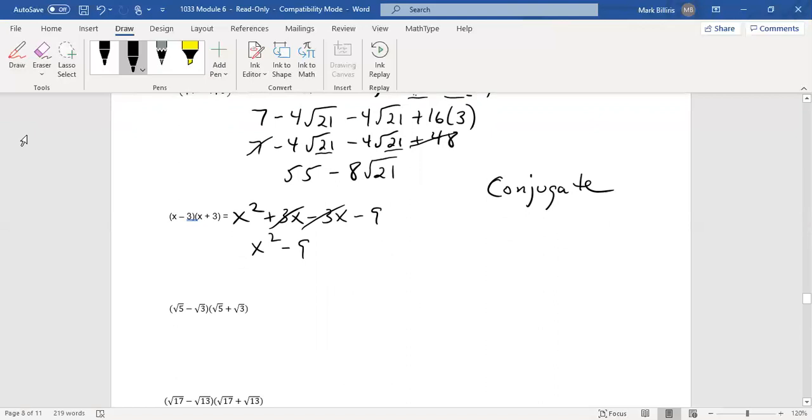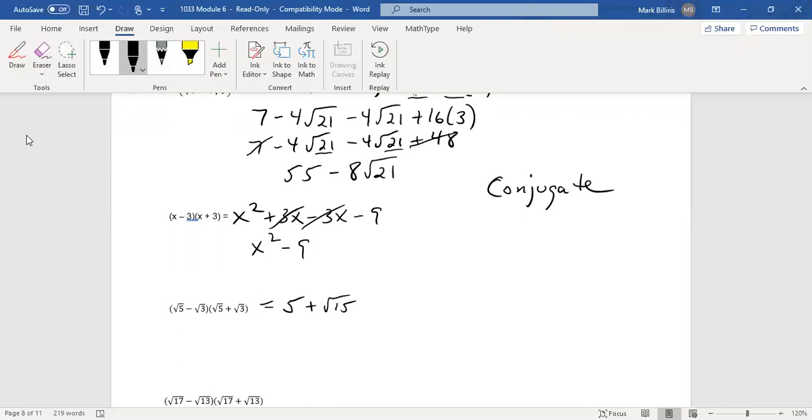So here we have the square root of 5 minus the square root of 3 times the square root of 5 plus the square root of 3. Everything's the same with the exception of one's a subtraction, the other's an addition problem. So these are conjugates of one another. So again, let's use the distributive property. So I start by multiplying the square root of 5 times the square root of 5. Anytime you multiply a radical times itself, it removes the radical sign. Then I'm going to take the square root of 5 times the square root of 3, and that's going to give me positive square root of 15.